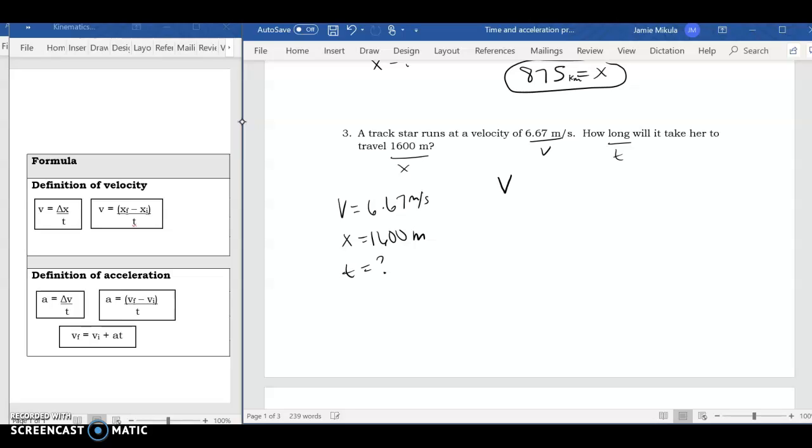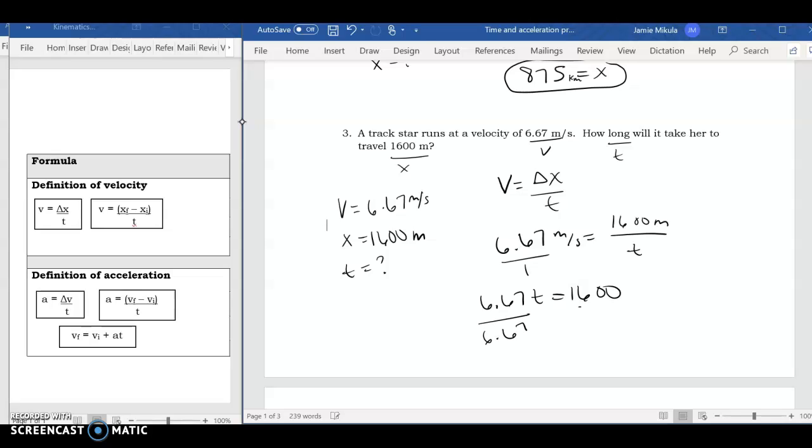So I'm going to choose that same formula. V equals delta x over t. V is 6.67. Delta x is 1600 meters, and t we don't know. So again, you can cross multiply. 6.67t equals 1600. Divide by 6.67 on both sides, and t equals 239, so I'm going to round up to 240 seconds.